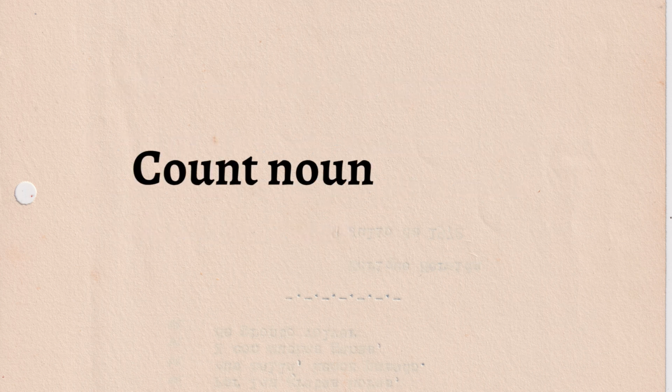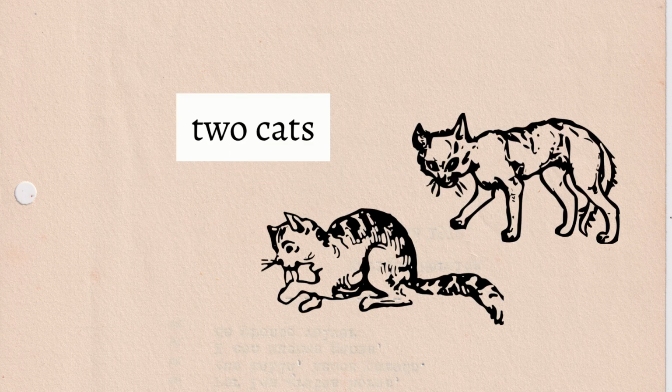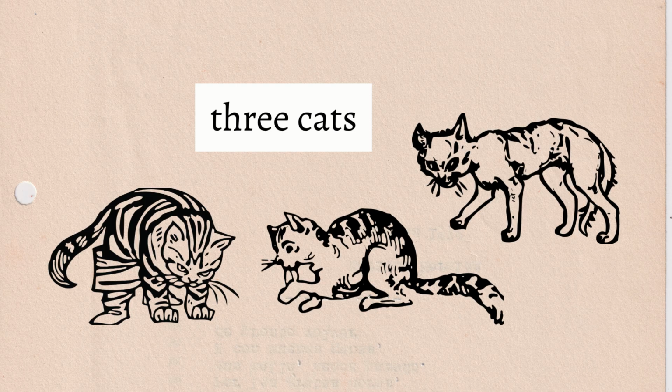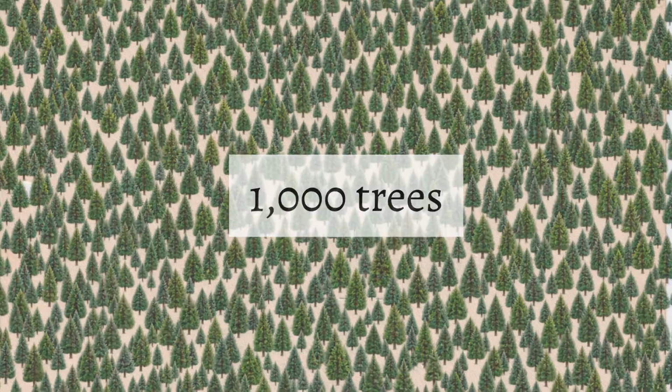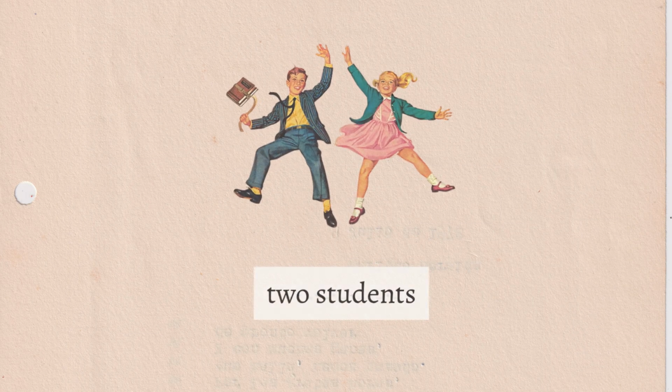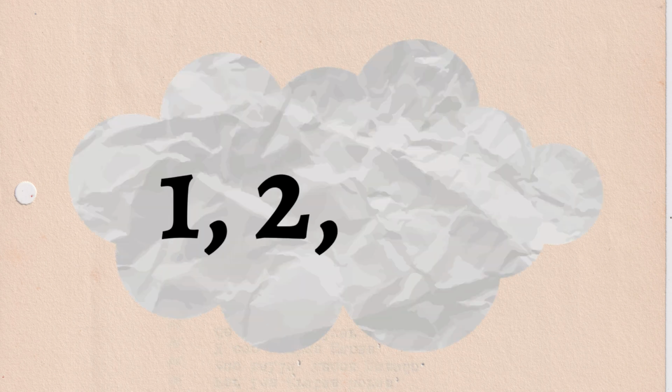Count nouns are, quite literally, nouns that can be counted. 1 cat, 2 cats, 3 cats, and so on. Other examples include 1 tree versus 1,000 trees, or 2 students compared with 25 students. If you can logically count a noun, it belongs to this category.